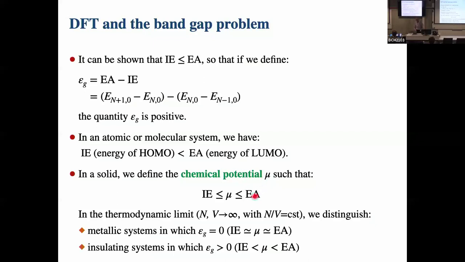And if you take the thermodynamic limit of V going to infinity while keeping the number of particles divided by the volume constant, we can distinguish two cases. The metallic system, in which this value is going to be equal to zero because both the ionization energy and the electron affinity are equal to the chemical potential, and an insulating system, in which the gap is going to be bigger than zero because we have a strict inequality between the ionization energy, the chemical potential, and the electron affinity.